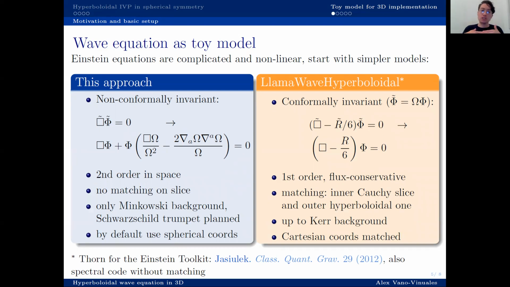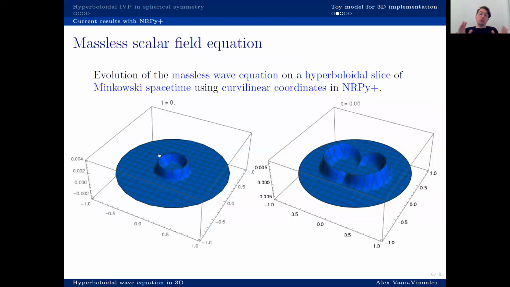And ideally, I would like to not have to match a hyperboloidal slice to a Cauchy one in the interior, as is done in Lambda with hyperboloidal, where that's the way they deal with the Kerr background in Kerr-Schild coordinates. So far, I have only been able to evolve on a Minkowski background, although we plan to move on to Schwarzschild soon. And by default, I tend to use spherical coordinates instead of the Cartesian ones, but let's see how that goes. Now, so far, I can only show you these preliminary results.